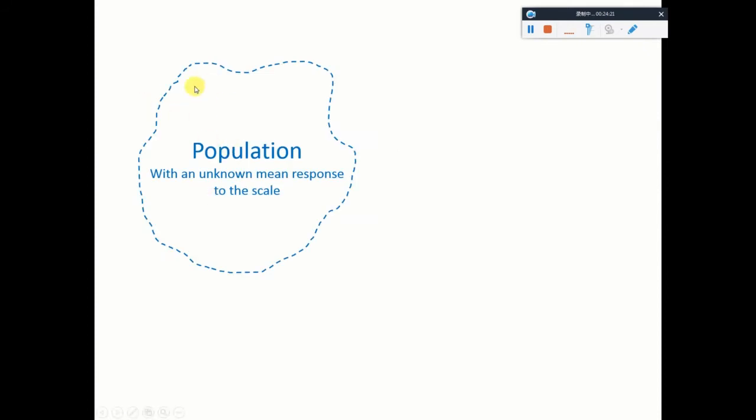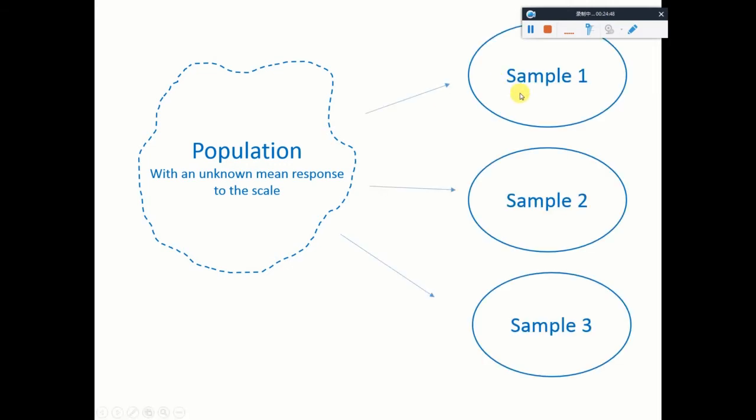So let's say now you have this population. I use dashed lines to represent the boundary because we don't know the exact features of this population. For example, we don't know the mean. What's the mean response to the 7-point scale that we just used? But then you are being smart and say, okay, so instead of calculating the response from everybody in this population, what if I draw 3 smaller samples?